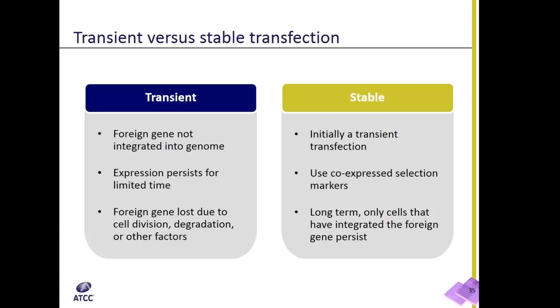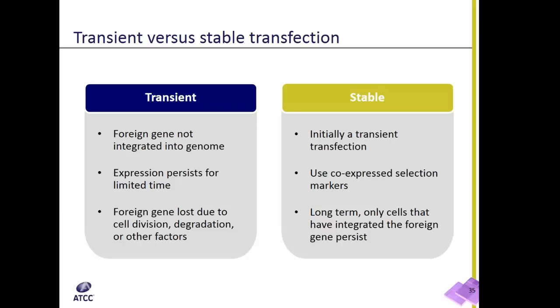The question of transient or stable transfection comes up. So transfection can be used to create either form of expression. Transient expression occurs when the plasmid DNA enters the nucleus but does not incorporate into the cell's own genome. As the cells divide and expand, the expression level will decrease as the transfected genetic material is not being passed from generation to generation during cell division.